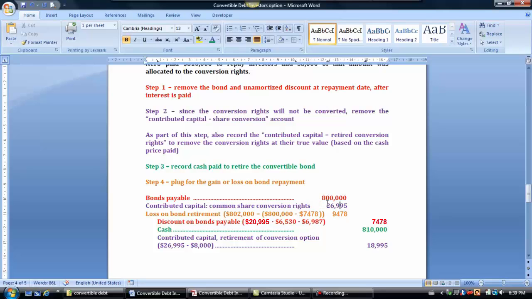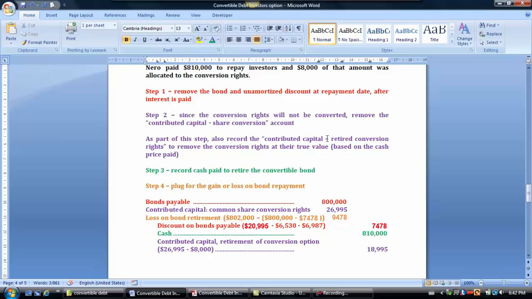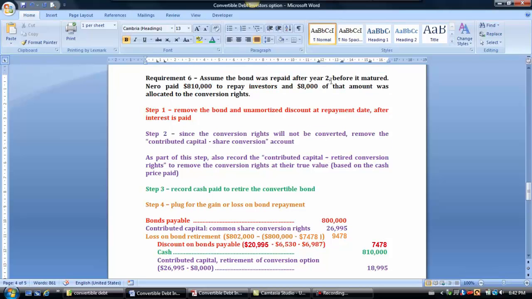In step 3, we're going to record the cash that's paid for the convertible bond. So therefore, the last step is to plug a gain or loss on the bond repayment. So that handles requirement 6, which is retiring the bond before maturity and paying investors a premium in order to do so.